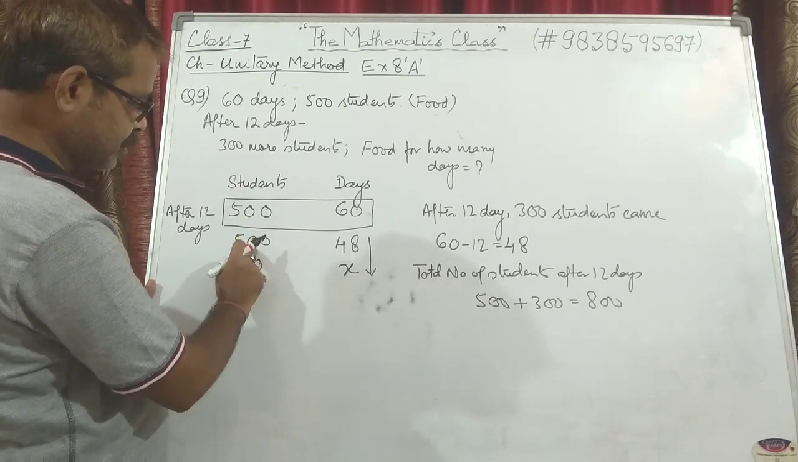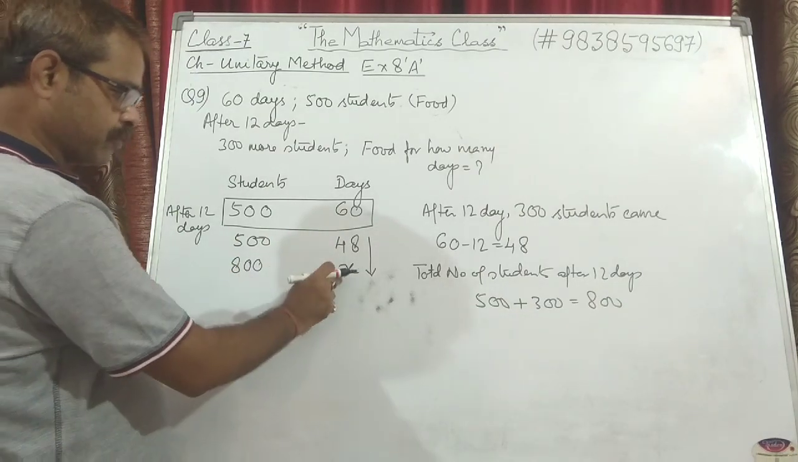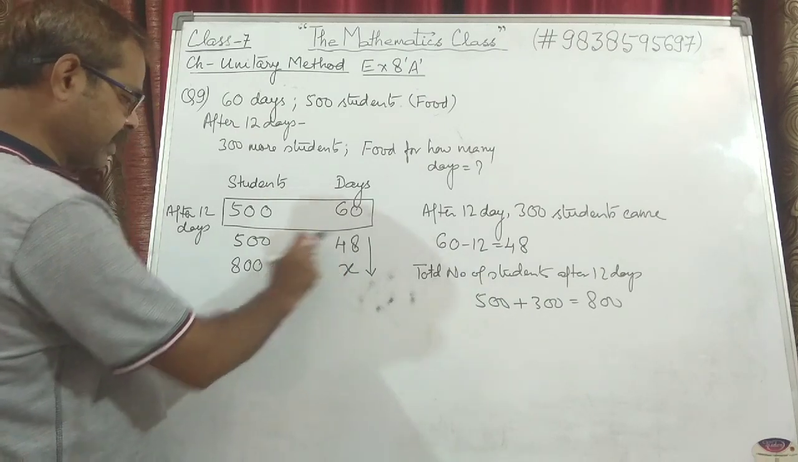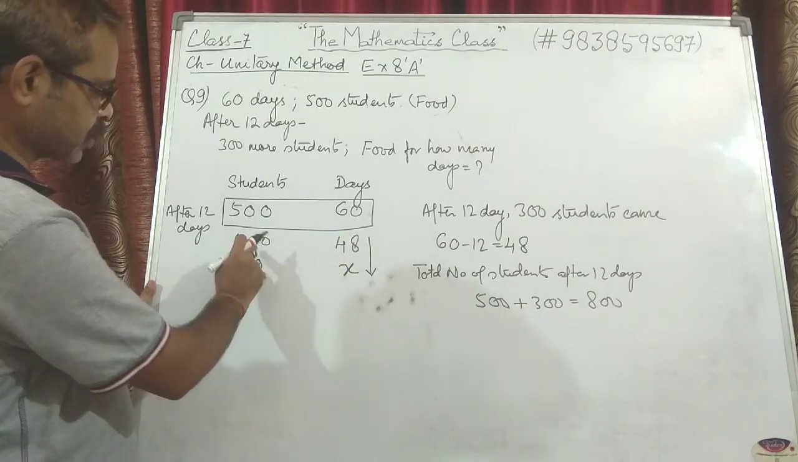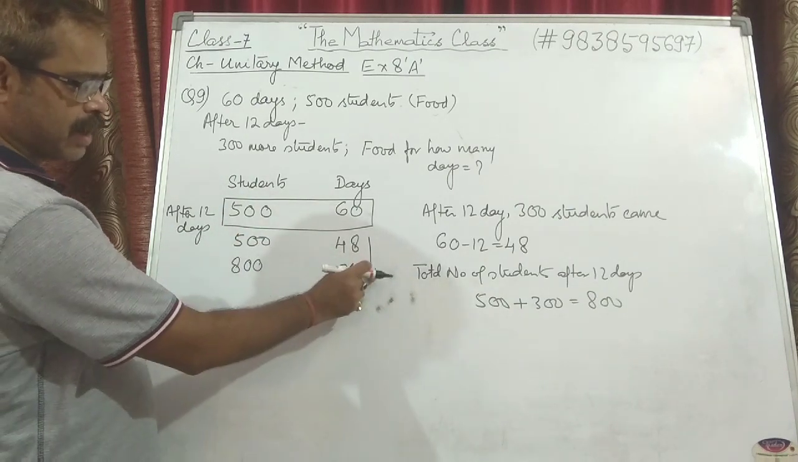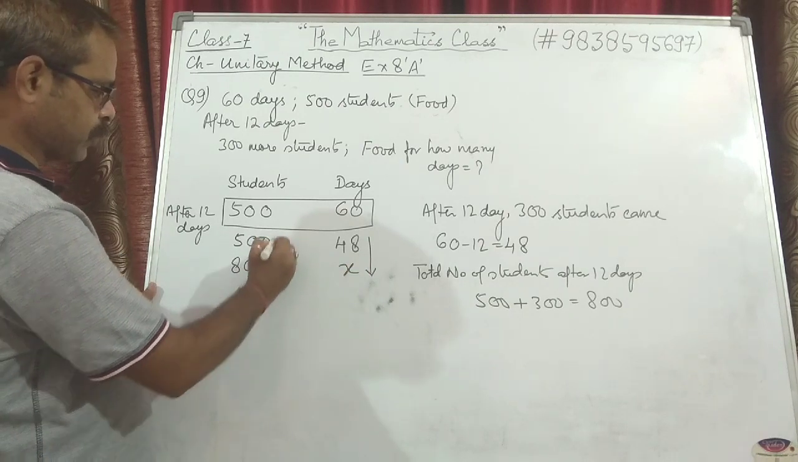So for 500 students the food is for 48 days. So for 800 students the food will be less. This value x will be less than 48, but this value 800 is more than 500. It means this is the inverse variation. So if the arrow is downwards in this, it will go upwards.